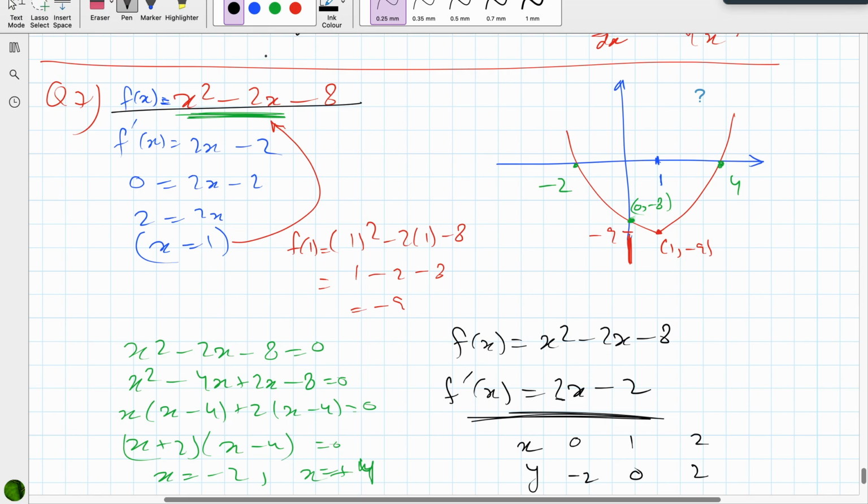So let's use this black color that's missing. When x is 0, y is -2. Let's suppose it is here. x = 1, y = 0, this is the point. x = 2, y = 2. And at x = 4, 2 times 4 minus 2 is 6, this would be 6. And at x = -2, -2 times 2 is -4, minus 2 is -6. So this is our sketch.